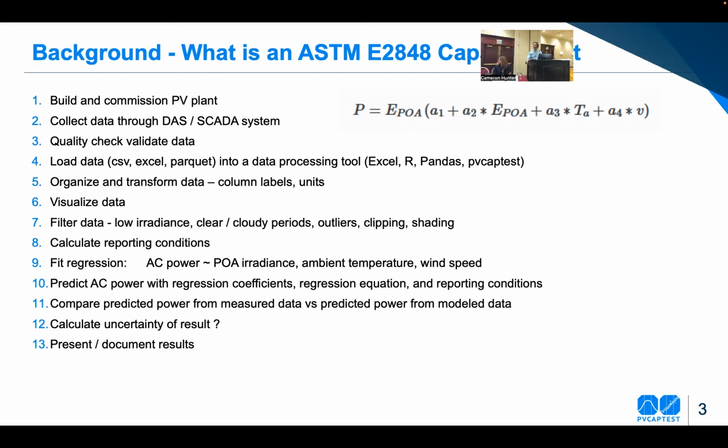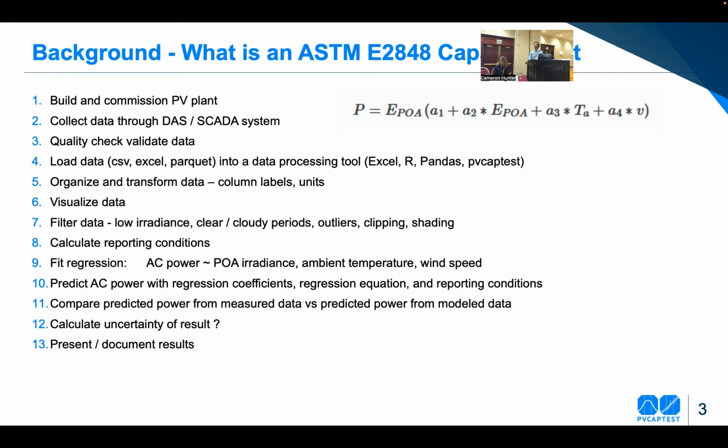To organize that data and visualize it, usually it's a good thing to look at the data that you've got. The heart of the capacity testing is these filtering steps. And when you're finished filtering, you typically calculate reporting conditions from that filtered data to come up with a set of values for those weather station measurements that are representative of the test period that you're running the test over. And at that point, you can fit your regression.